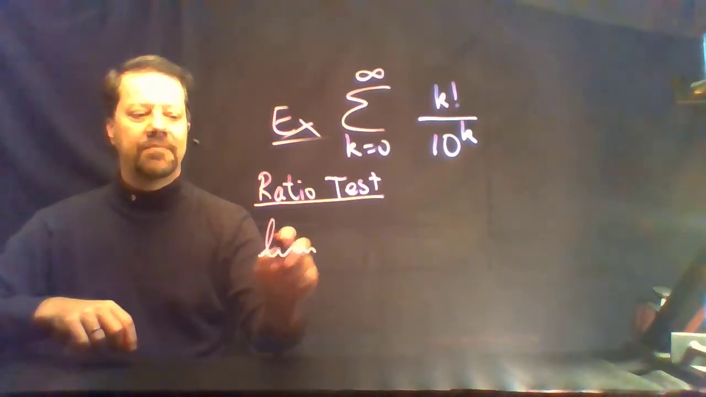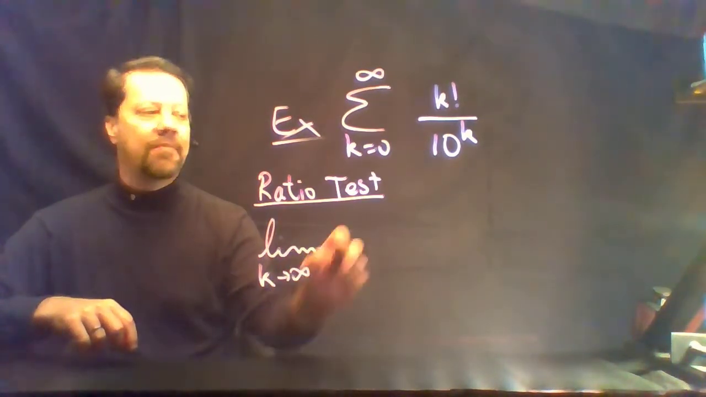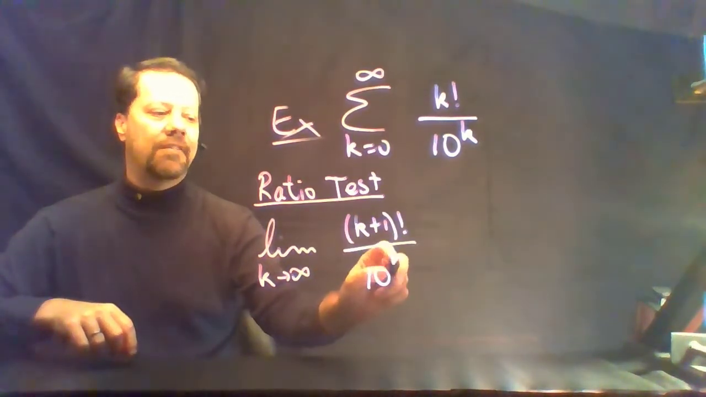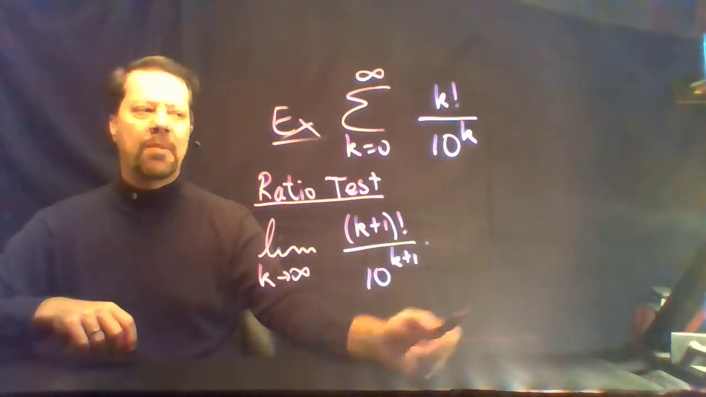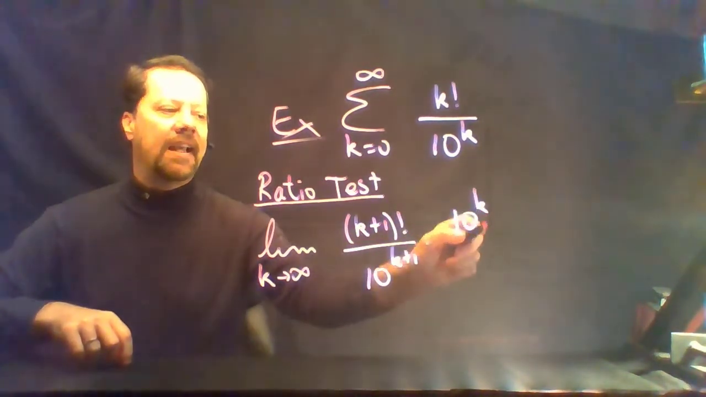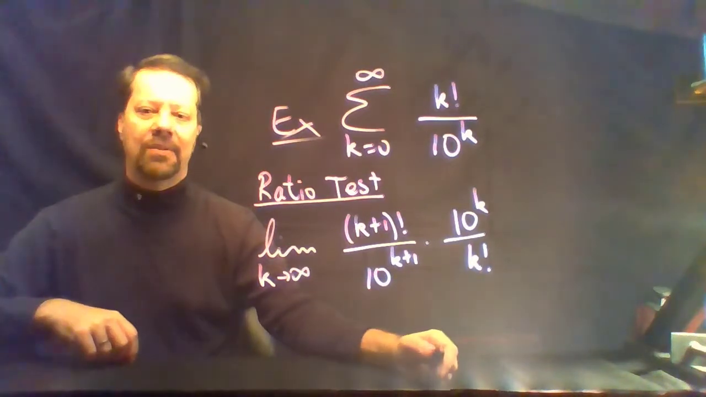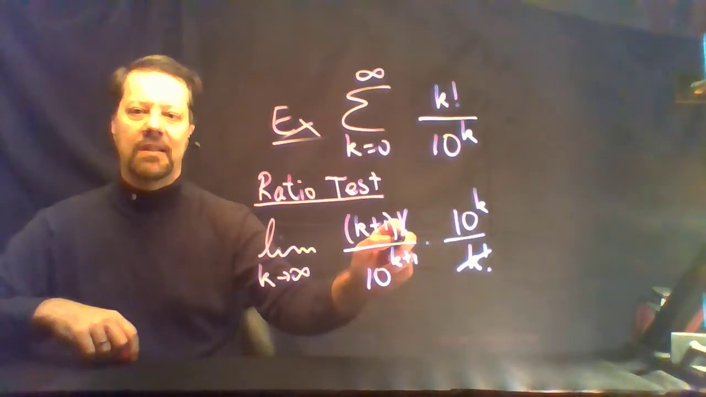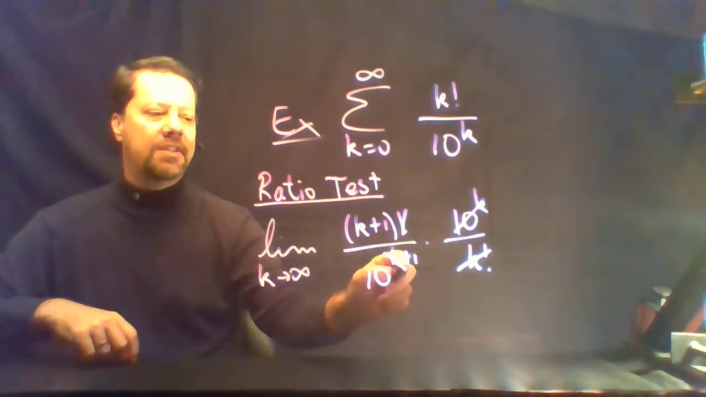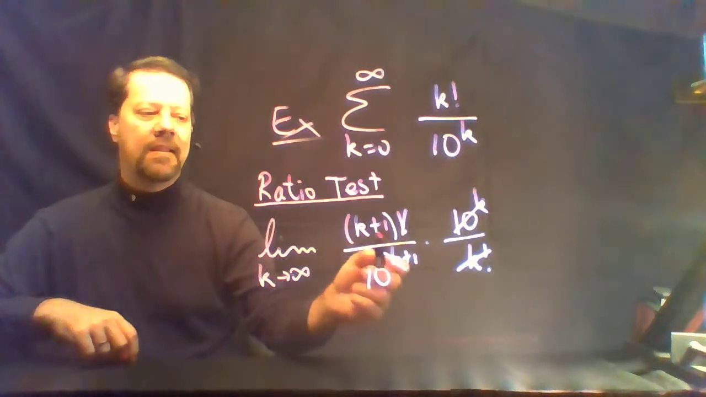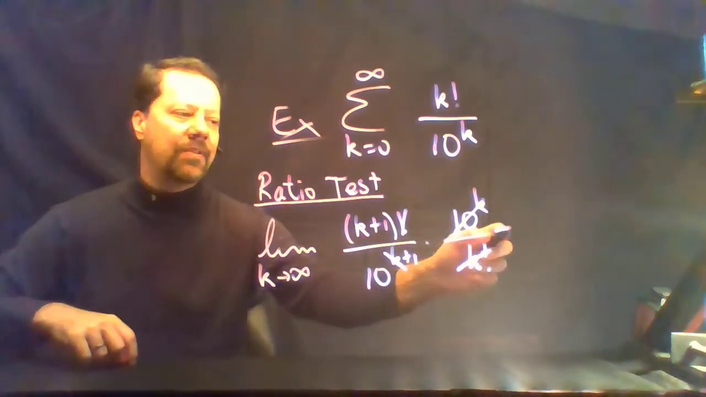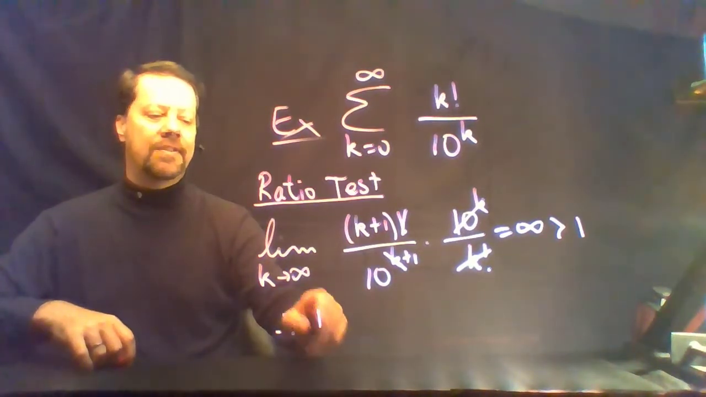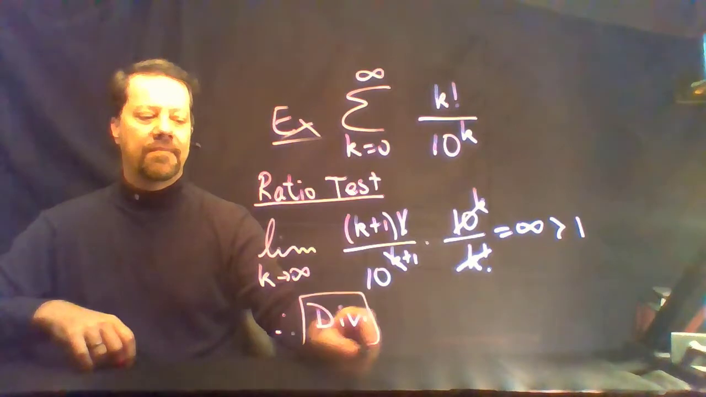We'll take the limit as k goes to infinity of k plus 1 factorial over 10 to the power of k plus 1, and then we'll multiply by the reciprocal, 10 to the k over k factorial. Reducing this fraction, we end up with k plus 1 in the numerator and just k in the denominator. K plus 1 is going to infinity, so the whole thing goes to infinity. That's greater than 1, therefore the series diverges.